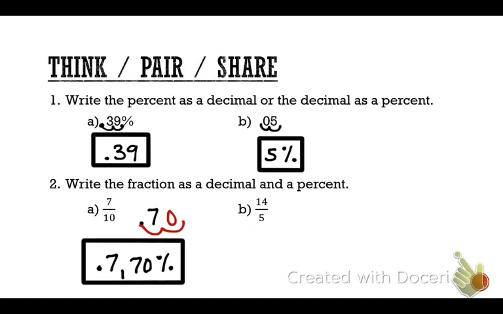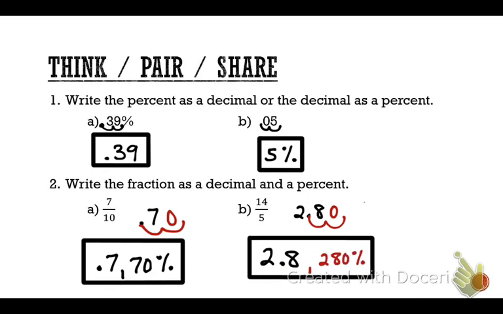Next up, Austin, 14/5. What is that as a decimal? 2.8. All right, now help me out, Kalani. How do I make that into a percent? All right, very good. I move it 2 places to the right. And Connor, what do I get? 280% is correct. Raise your hand if you and your partner both got those correct.